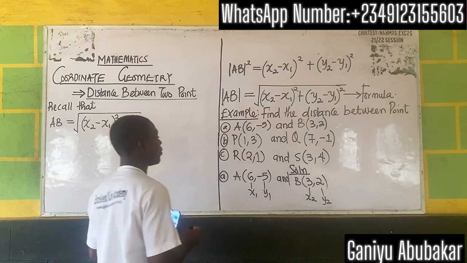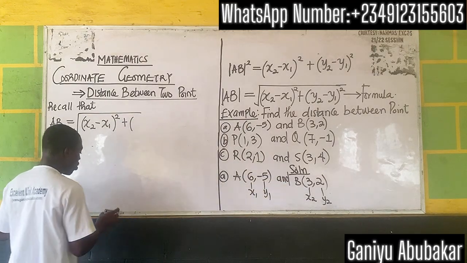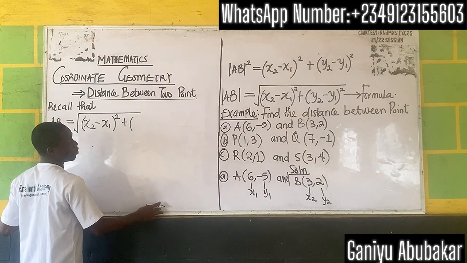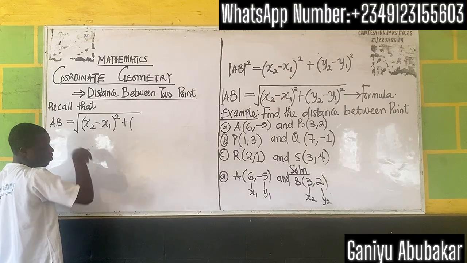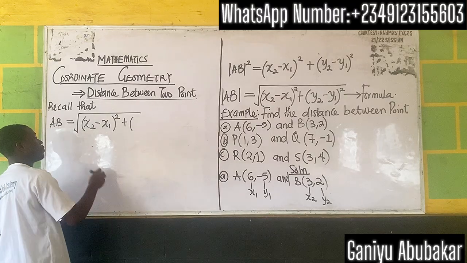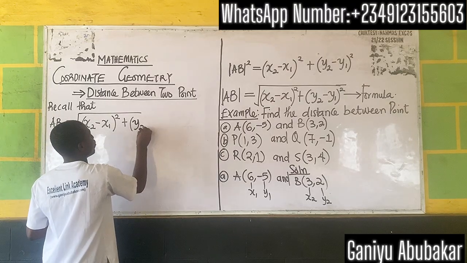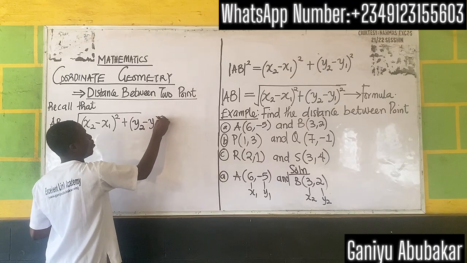Alright, this is how it is meant to be, because it is opposite squared plus adjacent squared. So there should be a square attached to them. Sorry for the mistake, please. Alright, from here that gives you y2 minus y1 all squared.